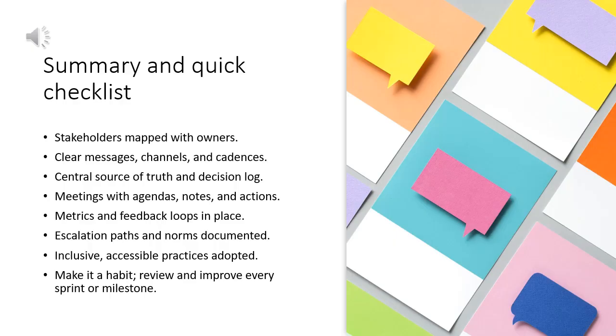Use this checklist. Stakeholders mapped with owners. Clear messages, channels, and cadences. Central source of truth and decision log. Meetings with agendas, notes, and actions. Metrics and feedback loops in place. Escalation paths and norms documented.